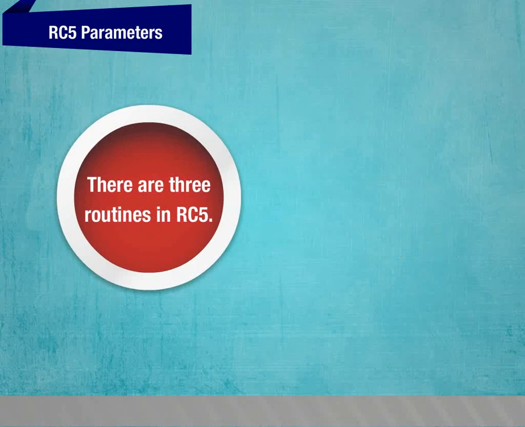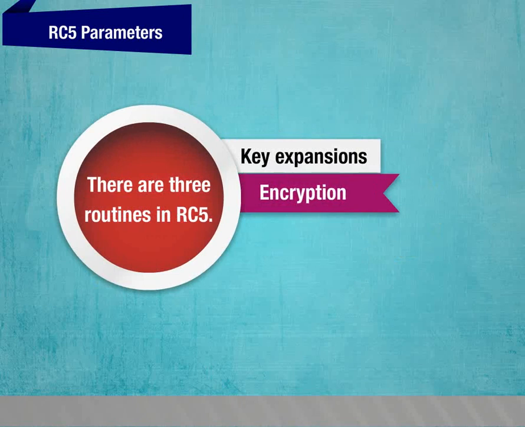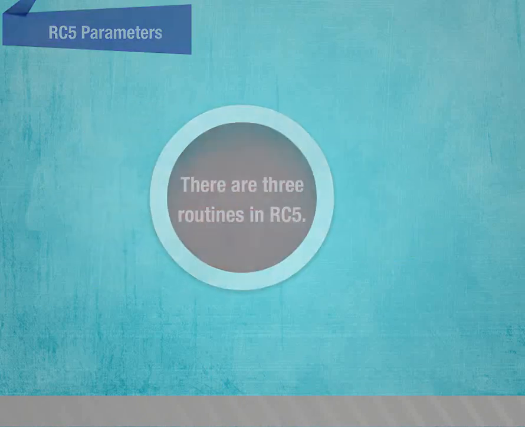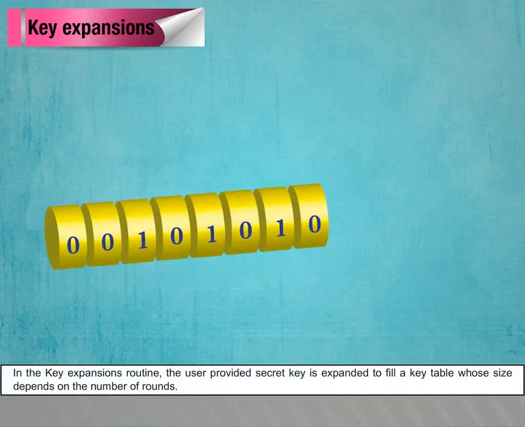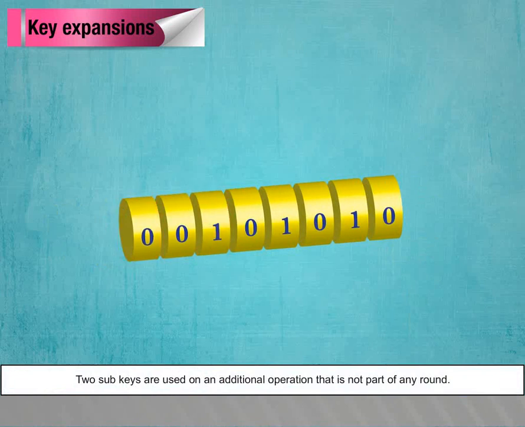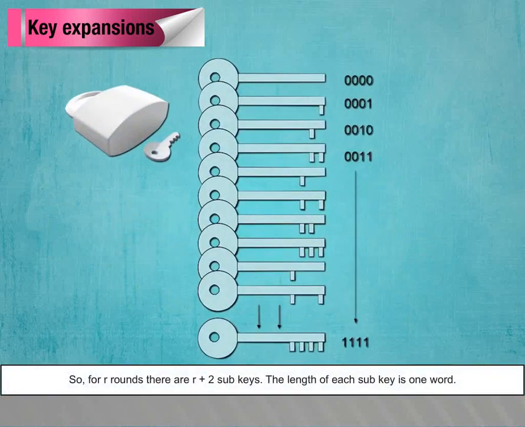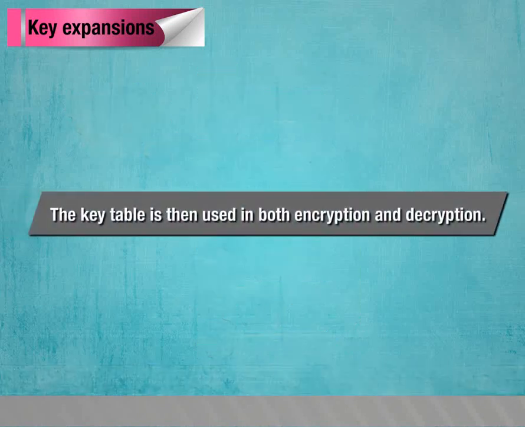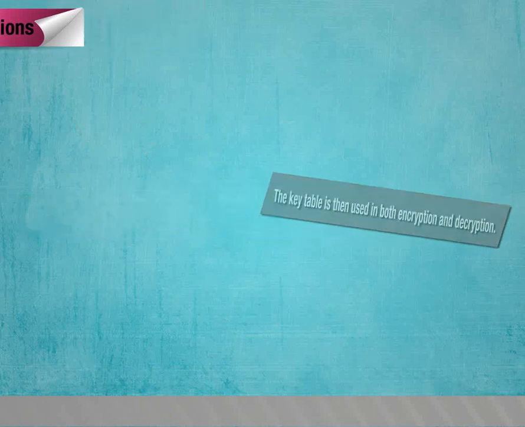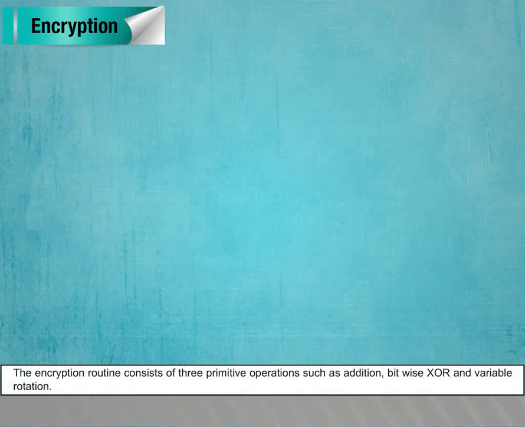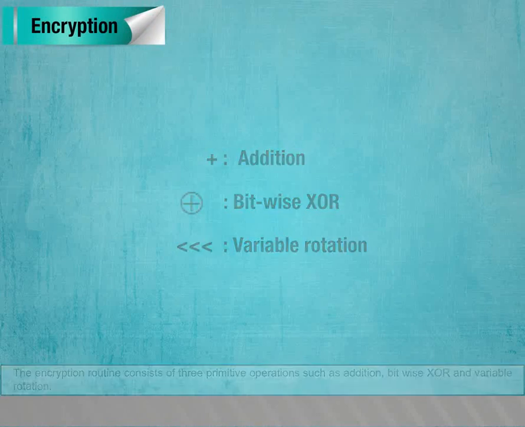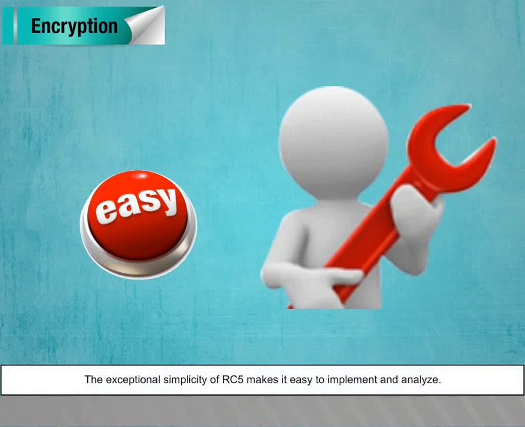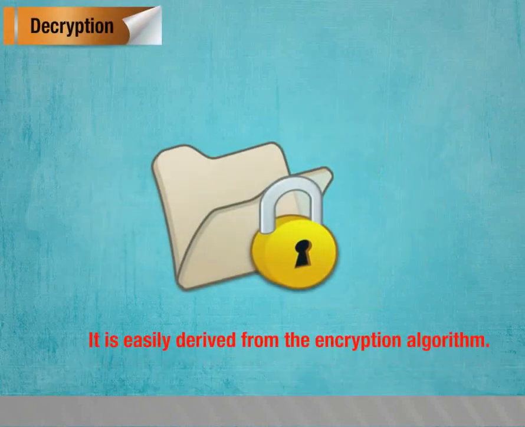There are 3 routines in RC5: key expansion, encryption, and decryption. In the key expansion routine, the user-provided secret key is expanded to fill a key table whose size depends on the number of rounds. So, for r rounds, there are r + 2 subkeys. The length of each subkey is 1 word. The key table is then used in both encryption and decryption. The encryption routine consists of 3 primitive operations: addition, bitwise XOR, and variable rotation. The exceptional simplicity of RC5 makes it easy to implement and analyze. Decryption is easily derived from the encryption algorithm.